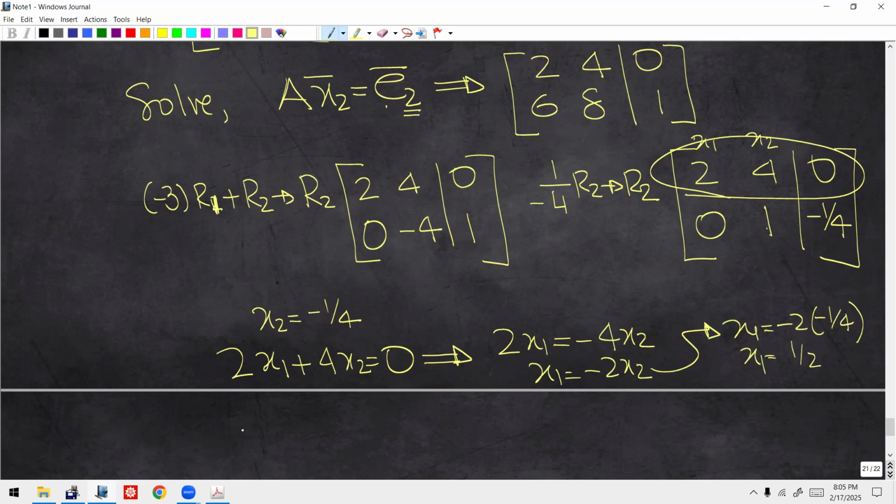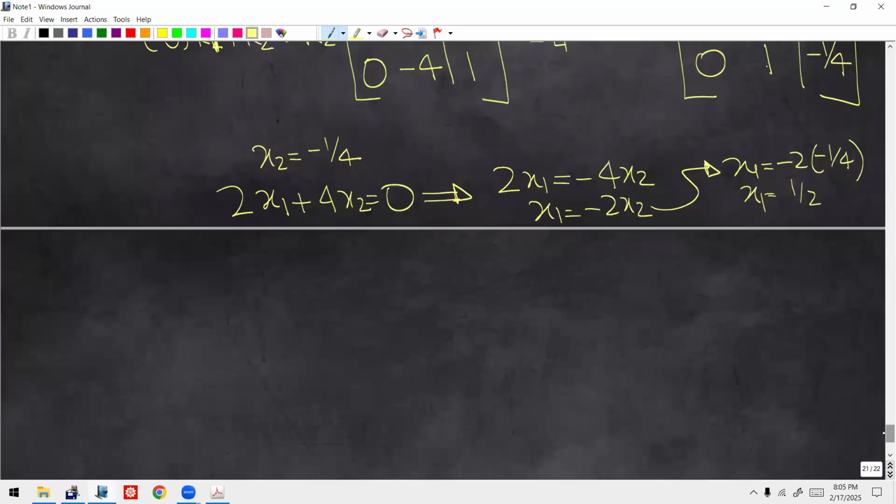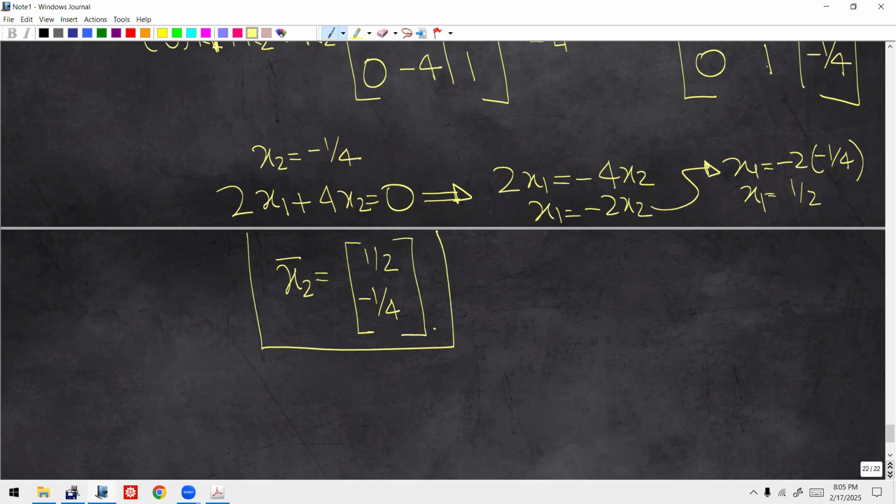So the second column of A inverse looks like this. I'll put a bar because that's a vector. The first number is 1/2 and the second number is -1/4. So that's how that little trick works. We didn't find the entire thing. I just did it for a small example to drive home the point.